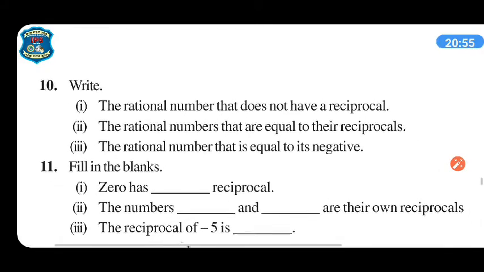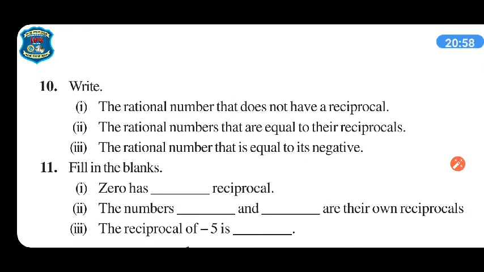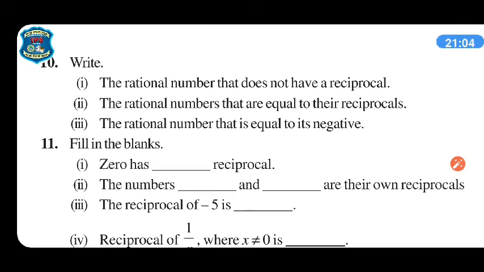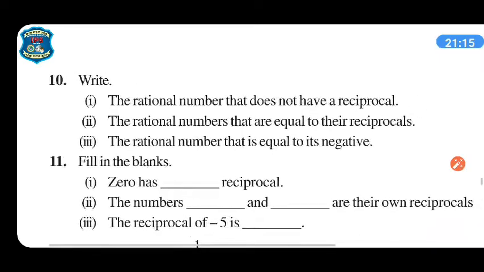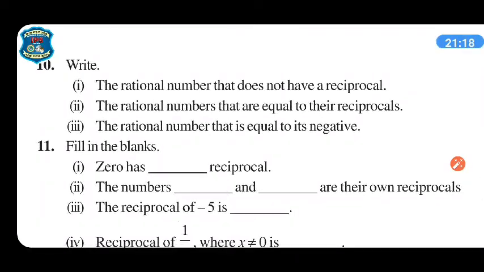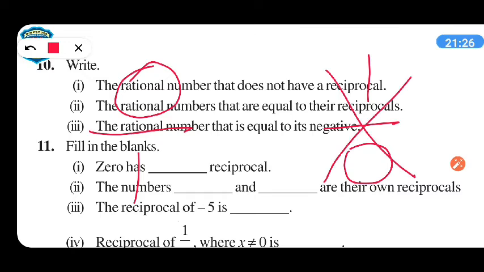Now question number 10. Write the rational number that does not have a reciprocal. You have to write a rational number which does not have its reciprocal. It is 0. Because 0 is what? 0 upon 1. And its reciprocal will be what? 1 upon 0. But 1 upon 0 is not a rational number. It is not defined. Therefore, the answer of the first part is 0. Right?